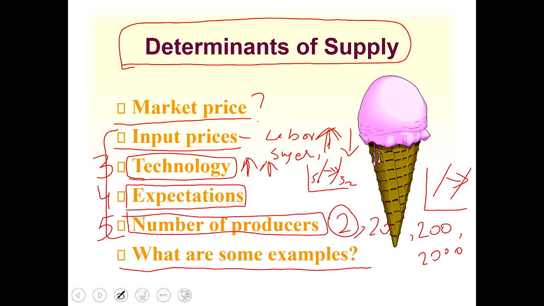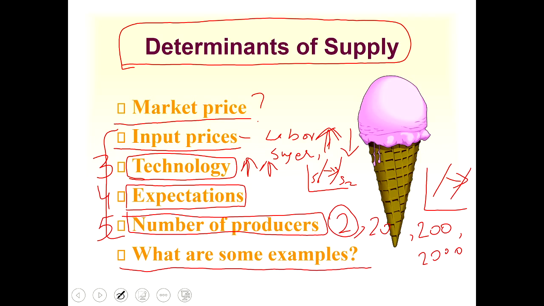So with this, we finish part two of the lecture on demand and supply. In this lecture, we discussed the supply curve, what a supply curve is, how it is made, what the market supply is, what the difference is between change in quantity supplied and change in supply, and finally we studied the determinants of the supply curve.